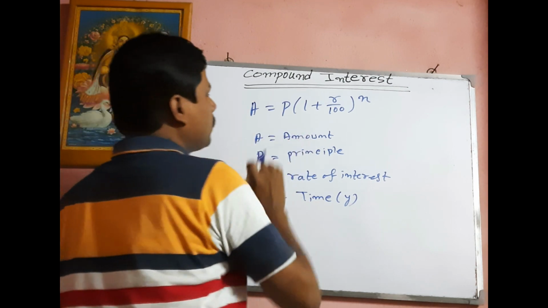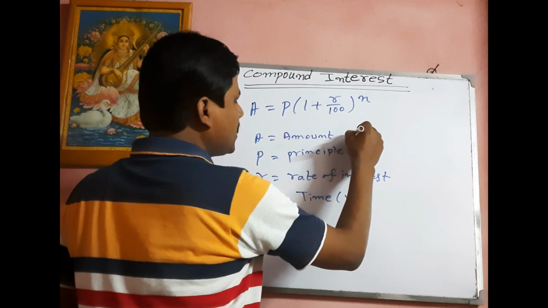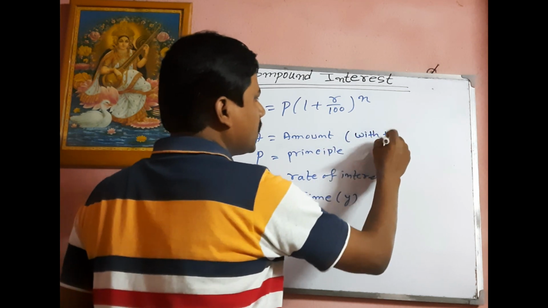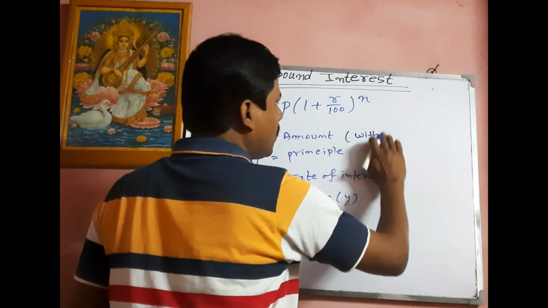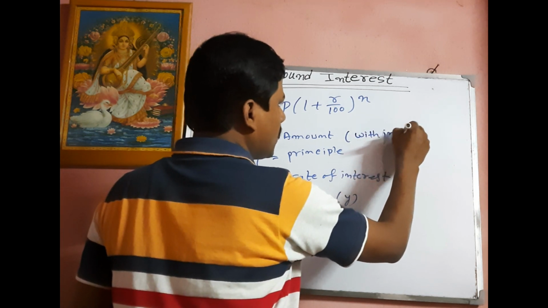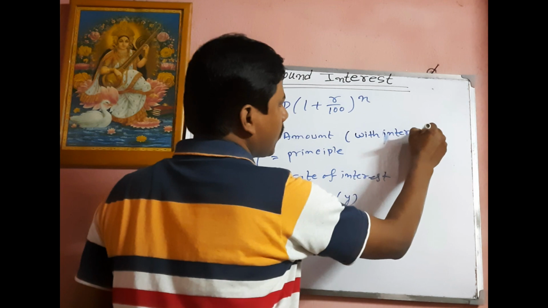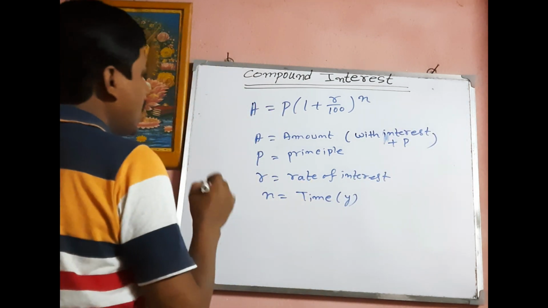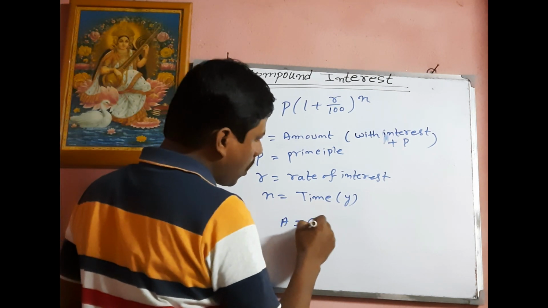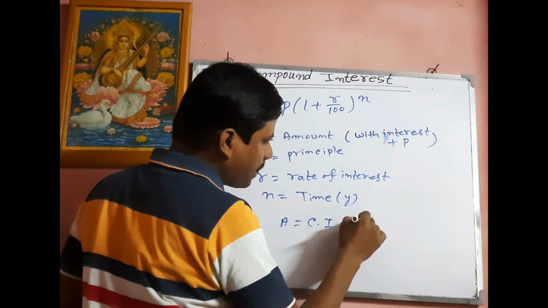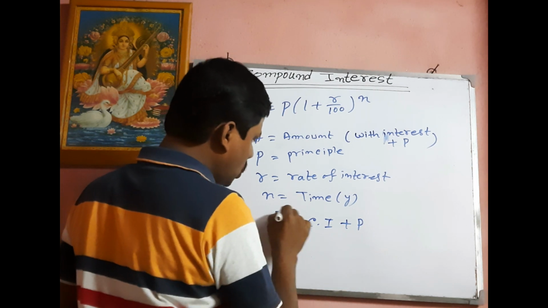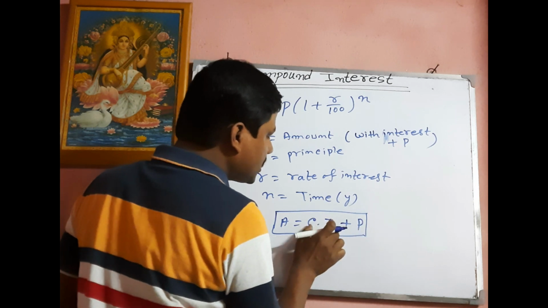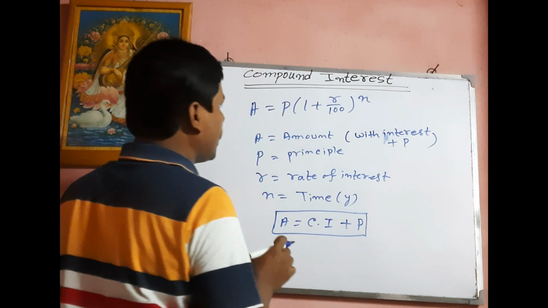And now the amount is the principal with interest, that is, we can say A is equal to compound interest, that is CI, plus P, the principal. So A is the amount and A is equal to CI, the compound interest, plus the principal.